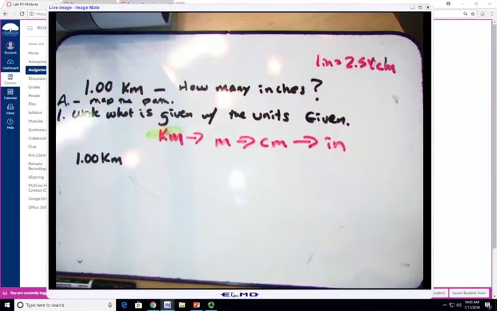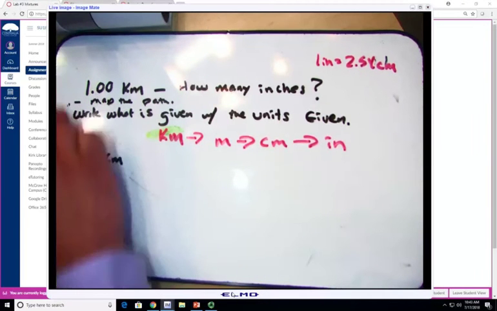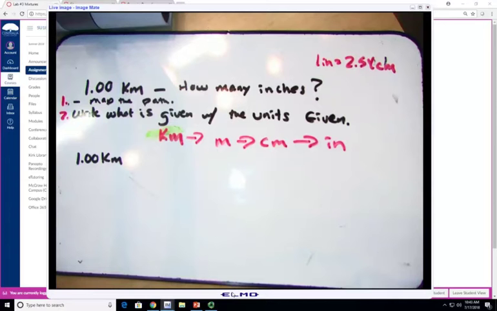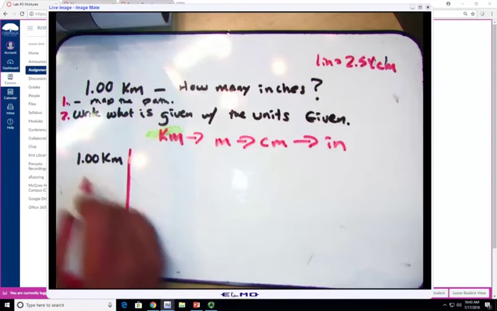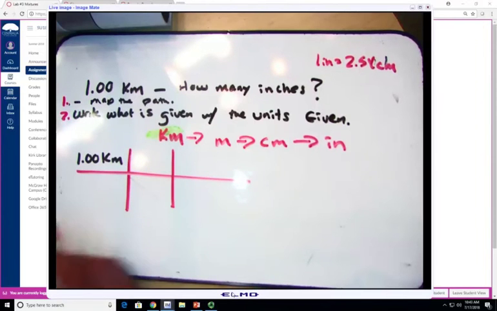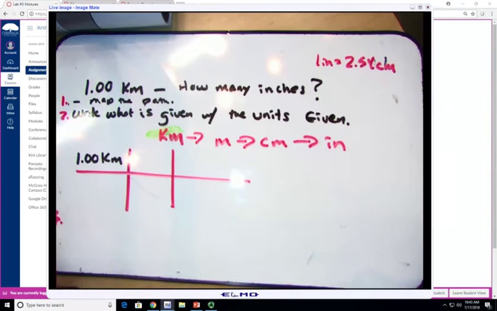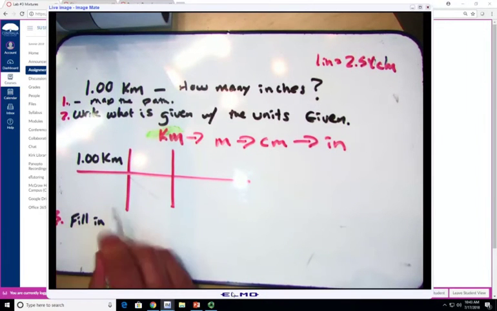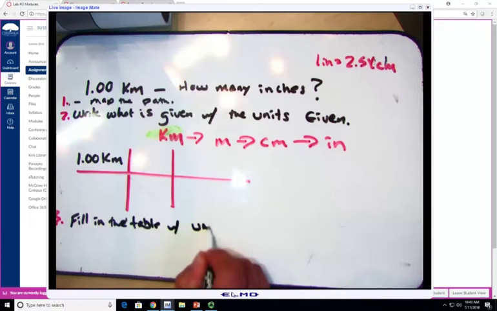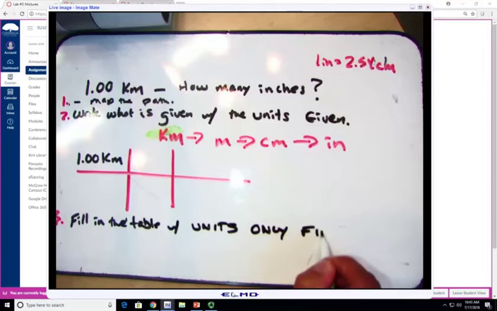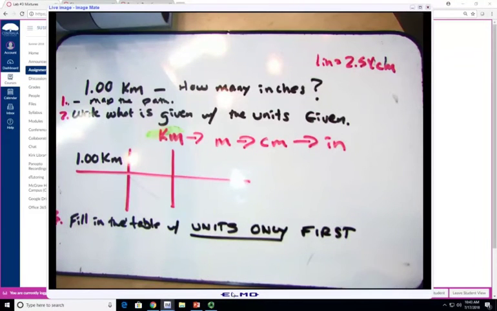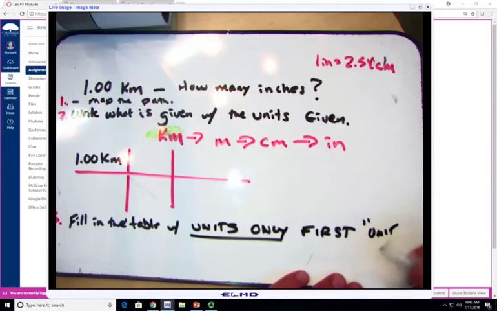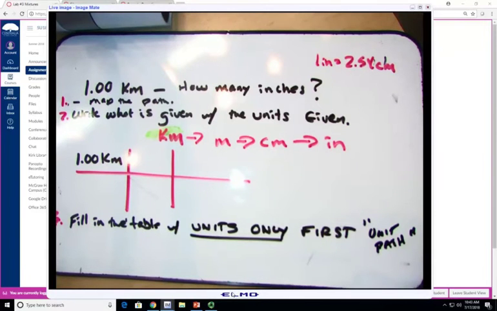Now this path ends up actually being the numerator of your whole table. This ends up being the numerator, right? So the second step, let's just change the numbers. This is 1, write the path. 2, write what is given in the units. And now 3 is going to be, we're going to make our little table here, okay? So 3 is going to be fill in the table. I'm just going to call it the table, okay? So you guys know what I'm talking about. The table with units only first, okay? Just do the units first. We're going to do the unit path, okay? We'll call this the unit path. We're going to do the unit path first.